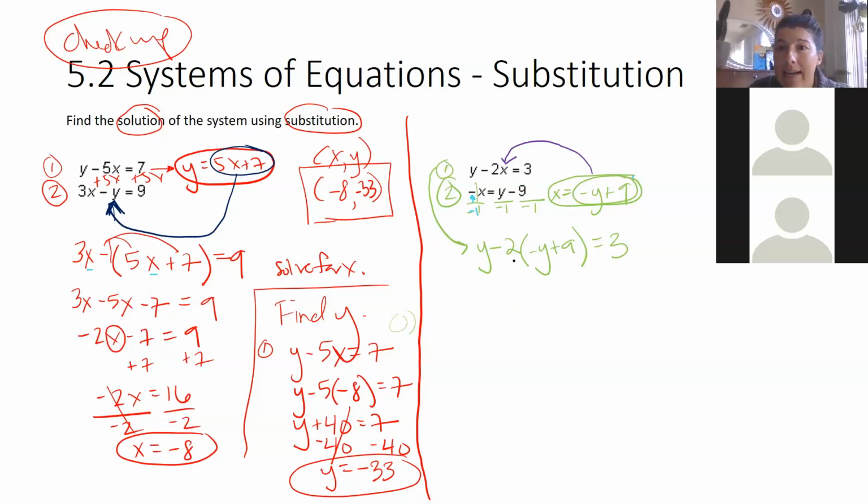And now notice, yay, hot dog, we only have y's left in our equation. That is great news. So now we're going to solve our equation for y. I noticed a -2 trapping in the items in this set of parentheses. So we need to distribute that through. And we're left with y. Oh, -2 times -y is a positive 2y. -2 times 9 is a -18.